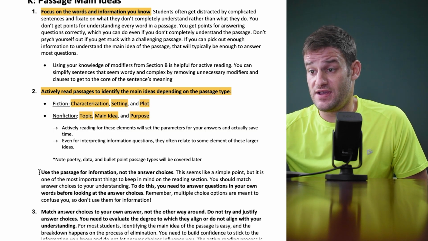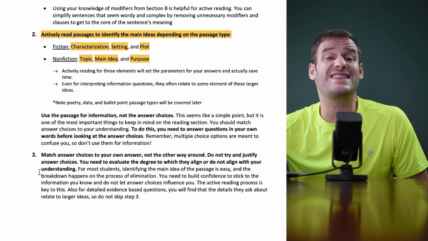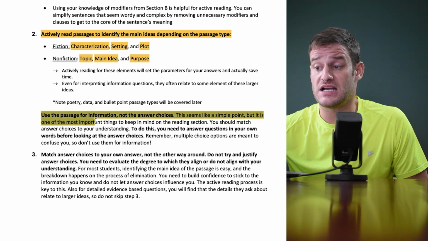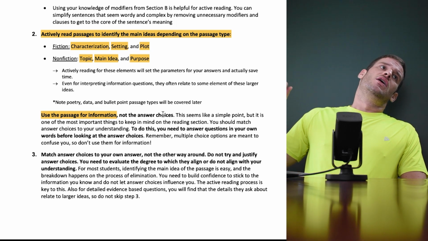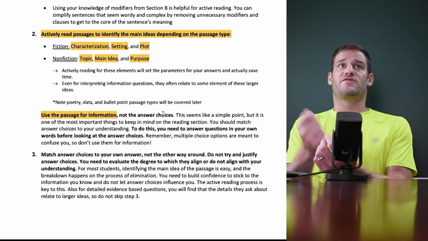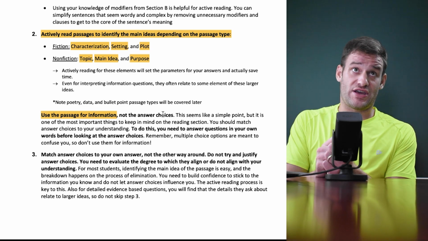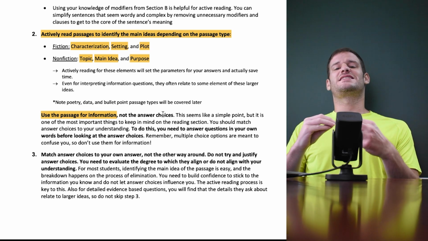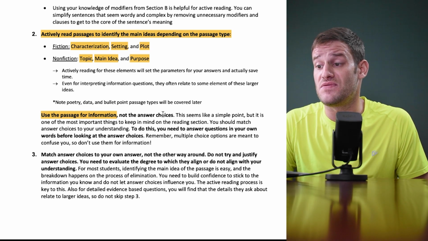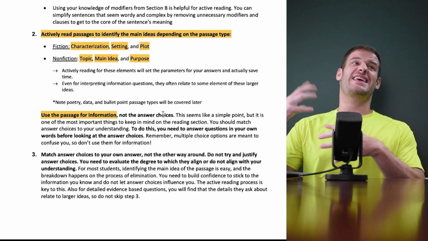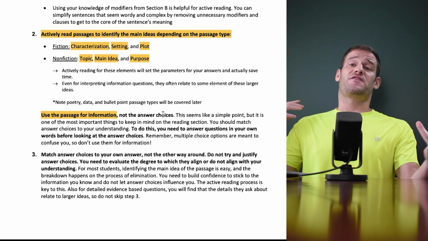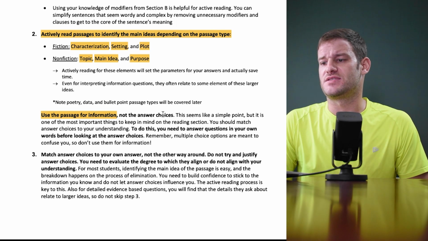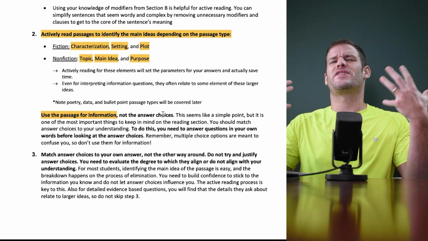Okay, with this, it's also important to use the passage for the information, not the answer choices. That seems obvious, but a lot of times students immediately read the question, they immediately look at answer choices without really stopping to take the time to answer the question in their own words. And what happens then is they allow the answer choices to influence how they view the passage.